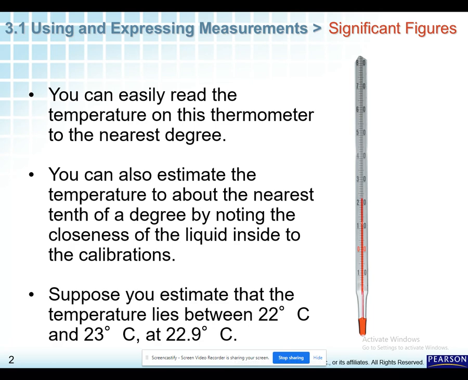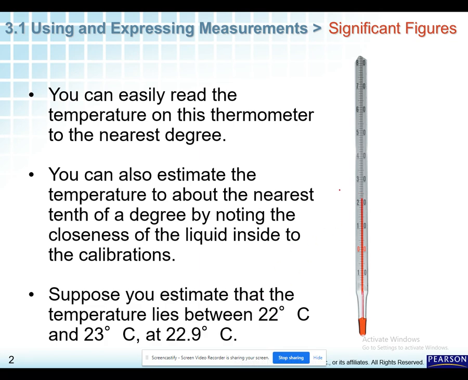So for example, on this thermometer, I can see that it's reached up to 20, and I can look at these tick marks and read exactly which degree it went up to. You can also estimate the temperature to about the nearest 10th degree by noting the closeness of the liquid inside the calibration. So let's actually break that down. What I mean by estimate is these tick marks go up by 1 each time. So 21, 22, 23, 24, 25, 26, 27, and so on. Now, if for some reason it's between 2 tick marks, that is where that estimated number comes in.